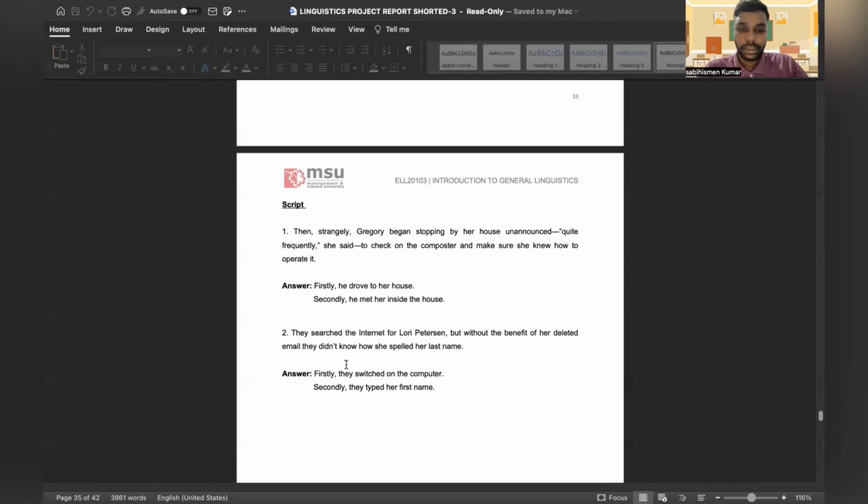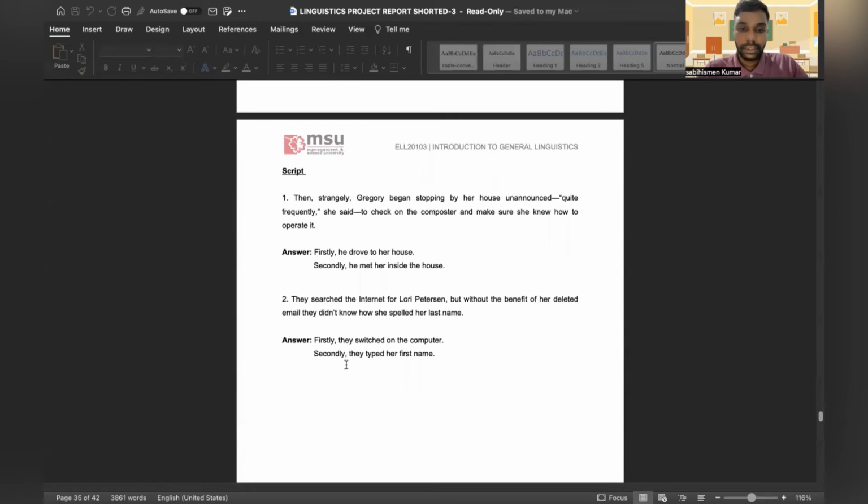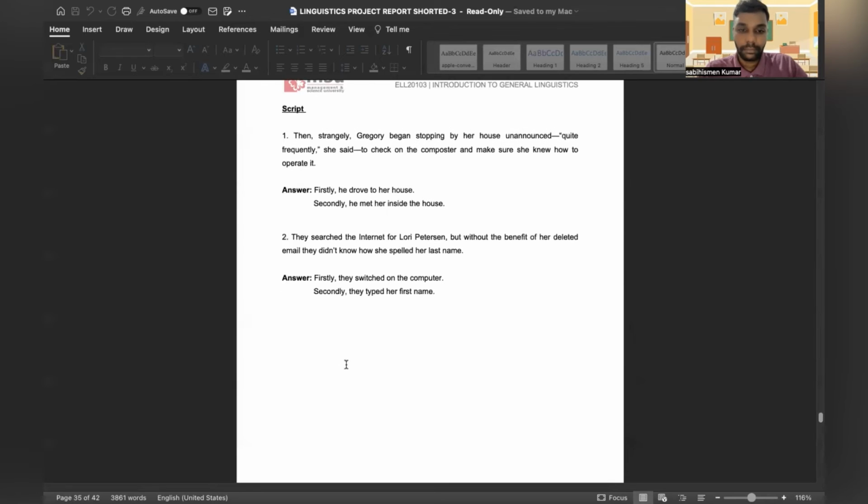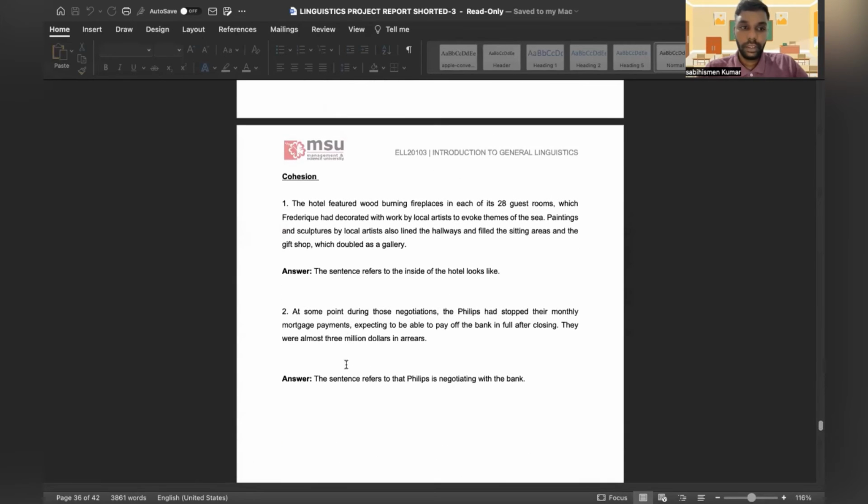Moving on to the second example: "They searched the internet for Lori Peterson, but without the benefit of a deleted email, they didn't know how she spelled her last name." The answer will be: first, they switch on the computer, second, they type her first name.